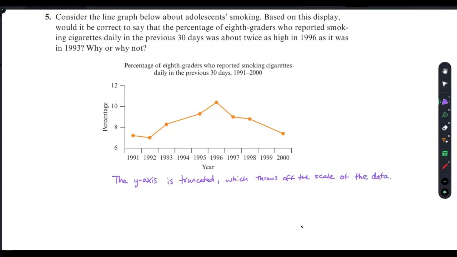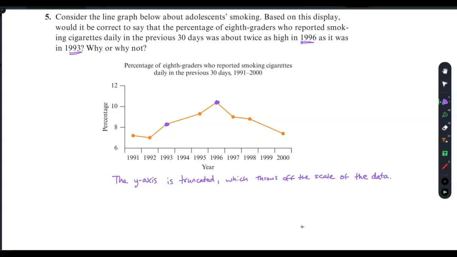And they've actually pinpointed one place where we can compare. They're asking us to compare 1996 with 1993. So if I go to 1996, that would be this point right here. And then if I go to 1993, that's going to be this point here. And so they're asking, was it about twice as high in 1996 as it was in 1993?